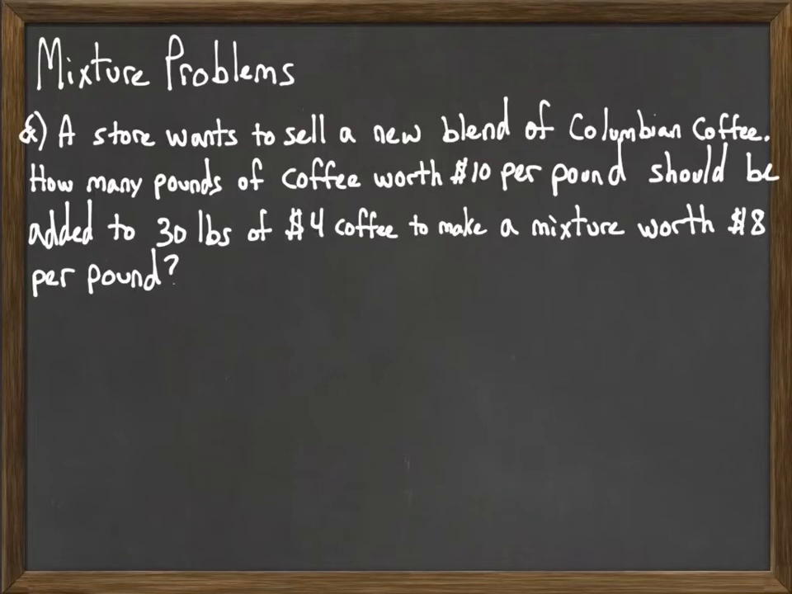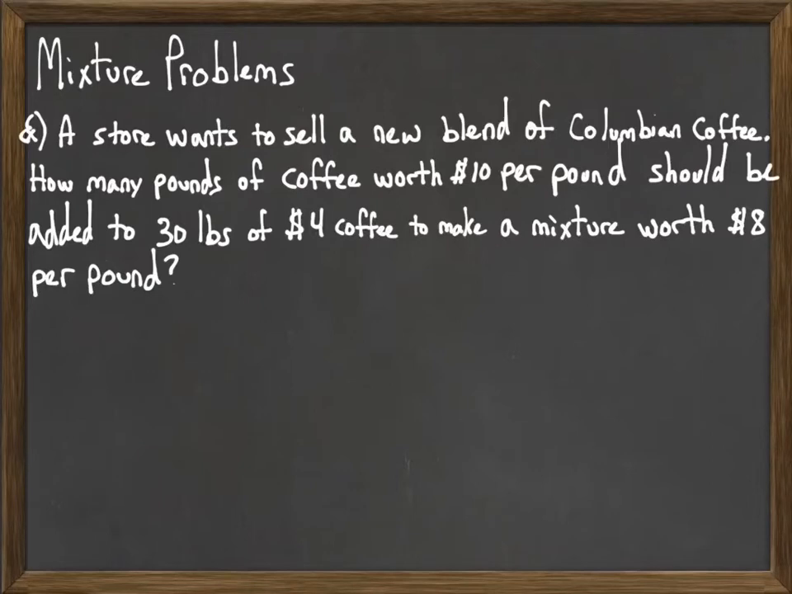Maybe people aren't happy with paying $10 per pound for their coffee. They want something cheaper. But you still want to be able to say, hey, it's a special blend, and when you have some of it in it, you can still get away with saying that it's a Colombian coffee blend. So here's our problem. We're mixing $10 per pound coffee with $4 per pound coffee, and our result needs to be $8 per pound coffee.